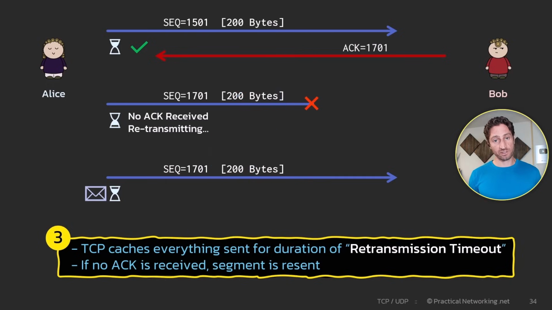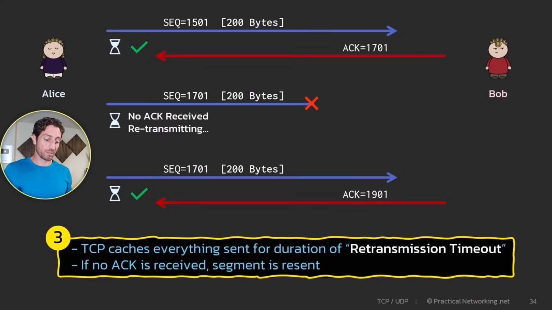And let's just say, for the sake of this example, that this packet actually makes it through to Bob. Bob's going to return with an acknowledgement of 1901, and this tells Alice that those 200 bytes have been received, and therefore she can erase this information from cache, knowing that those 200 bytes actually made it over to Bob. So that is how TCP handles situations where packets are dropped on the wire.